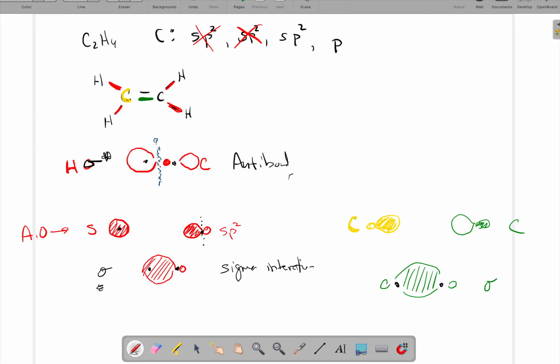Now, when I bring them close to each other, what happens? Do I get that same constructive overlap? No, one is shaded, one's unshaded. That cancels out, which means in that space where they overlap, I would generate a node. I can't put electrons there. I've now decreased the probability of finding the electrons in that space.